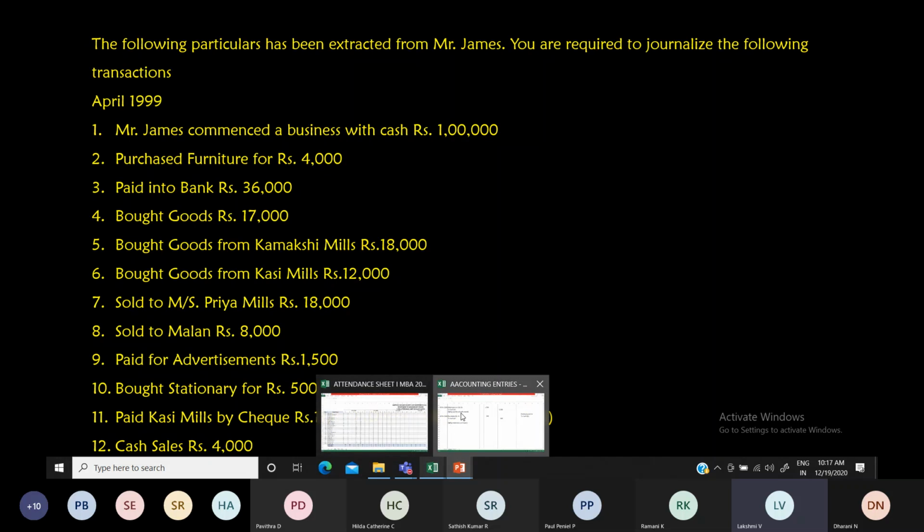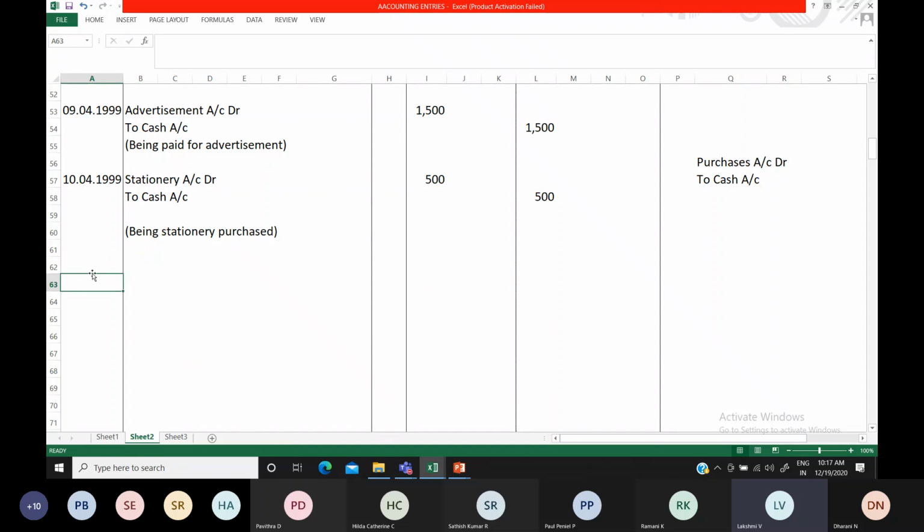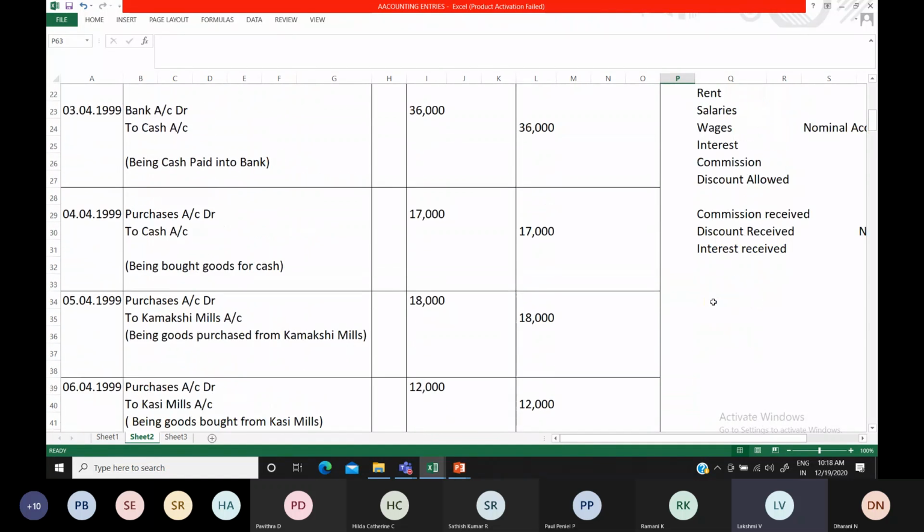So now how to make the entry for this? This has happened on 11/04/1999, and you have paid him. Okay, through check you have paid him. So here, discount received, everything comes under which type of account you have to think over.